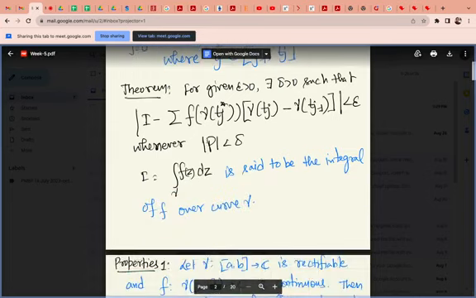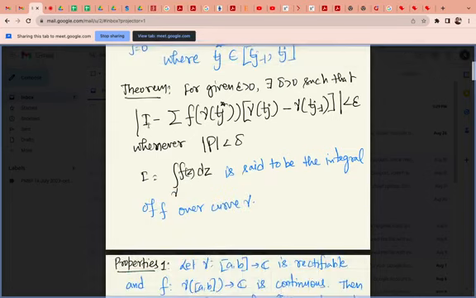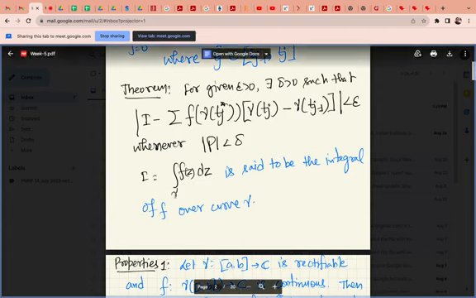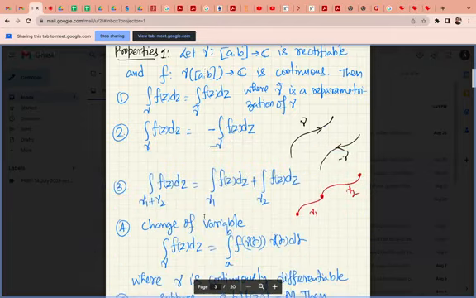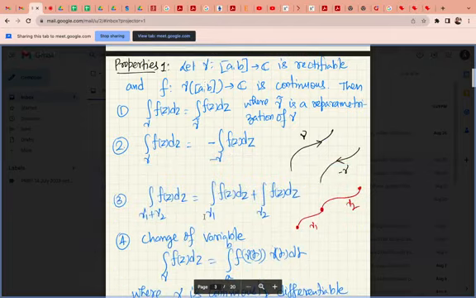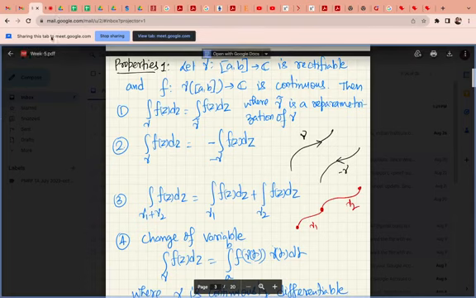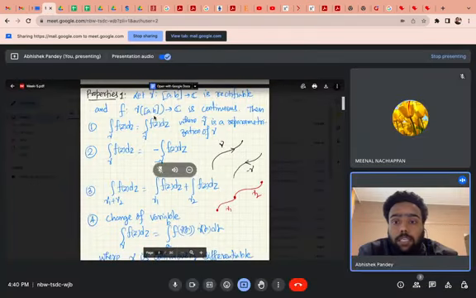Whenever the norm of P is less than delta, we denote this I as the integral of f over gamma, which is said to be the integral of f over the curve gamma. We have some properties; recall these properties. Let gamma from [a, b] to C be a rectifiable curve and f be continuous on the image of the curve gamma. Then the integral over gamma of f z is the integral of f over any reparameterization of this curve gamma.